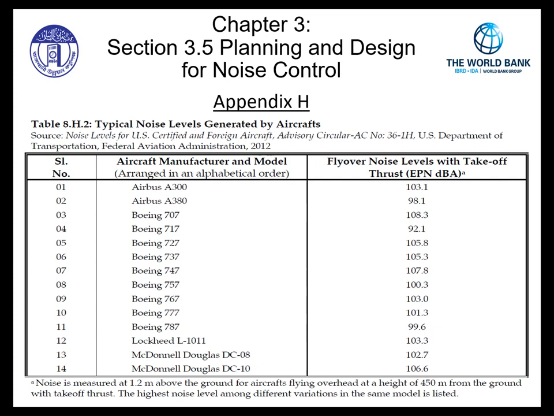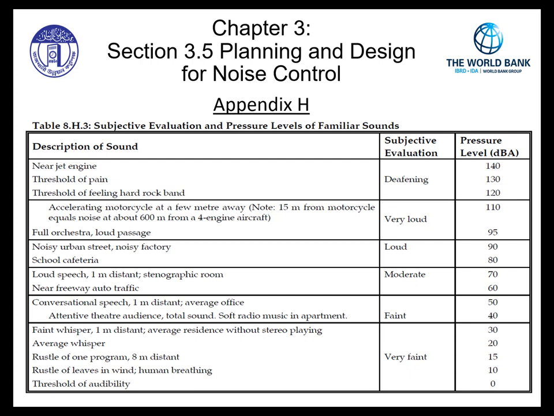8.H.3, titled Subjective Evaluation and Pressure Levels of Familiar Sounds, is also in Appendix H. The description of sound is indicated in the first column, subjective evaluation in the second column, and the pressure level in dBA is indicated in the last column. As an example, the description of sound near a jet engine is subjectively evaluated as deafening. The pressure level is 140 dBA.